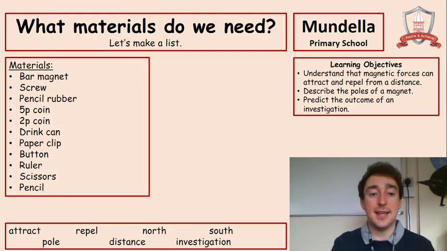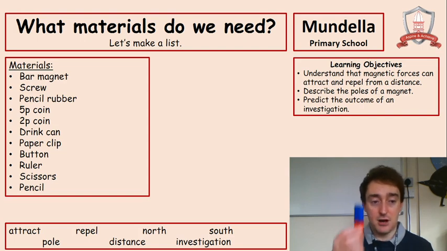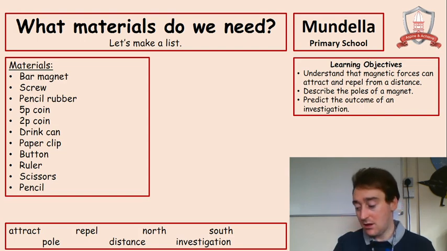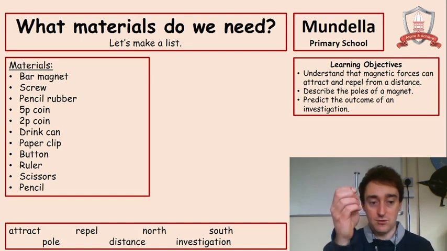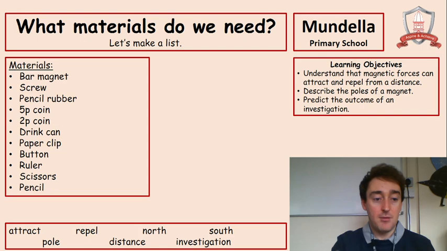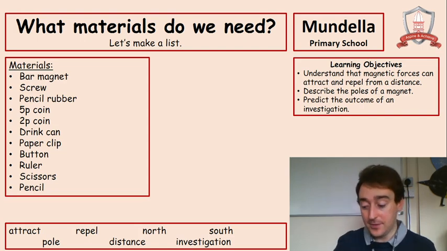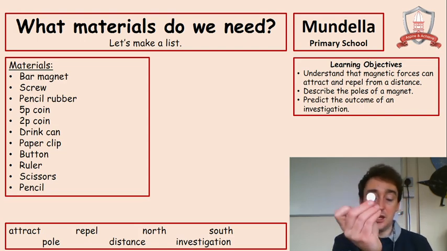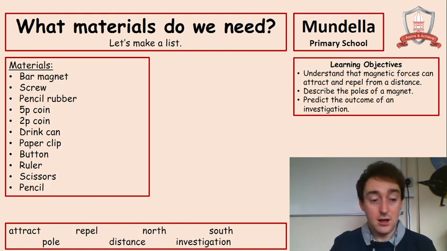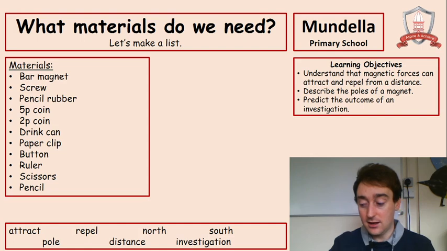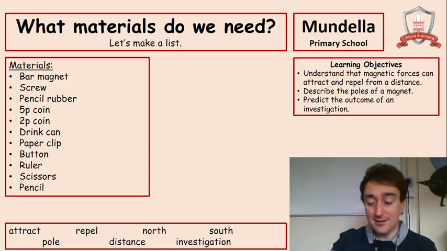Okay, what materials do we need? Right, so I have a bar magnet. Do I have a screw? Yeah. A pencil rubber, an eraser, a 5p coin, a 2p coin, a drink can.